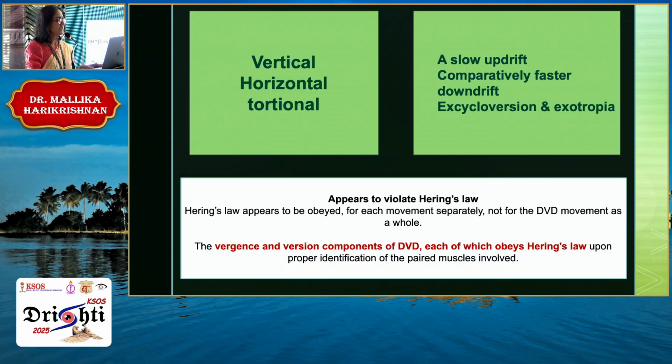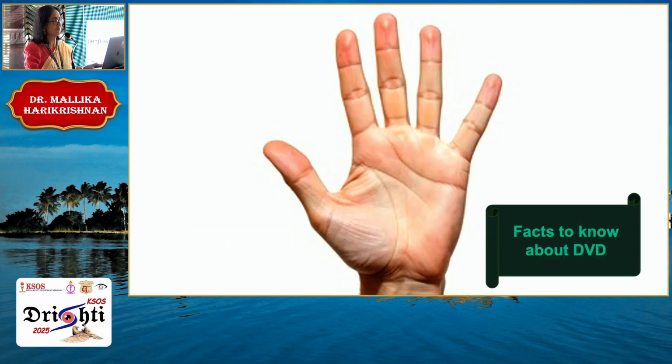So dissociated vertical deviation is said to have three components, that is vertical, horizontal and torsional. Actually, there is a slow updrift which is followed by a comparatively faster downdrift and often associated with excycloversion and exotropia. As a whole, this condition appears to violate Hering's law. But if you consider all movements separately, the vergence and the version components of DVD, each of them will obey Hering's law upon proper identification of the paired muscles involved.